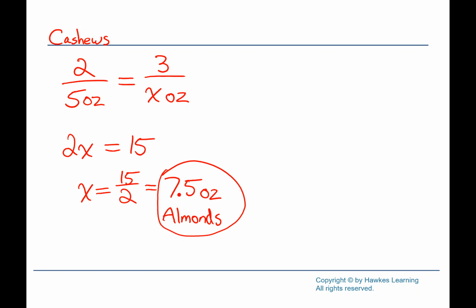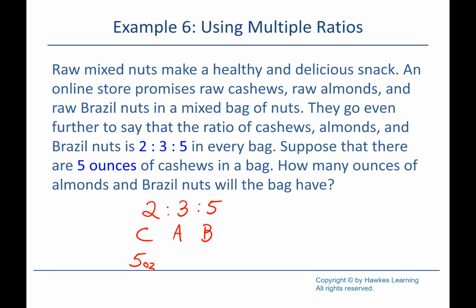Okay. Now we got one more to do. Now we got to do the Brazil nut, and we have even more options. Okay, because we filled in some information. We know we've got 7.5 ounces of almonds. So if you wanted to, you could do almonds and Brazil nuts, okay? Or you could leave the almonds out and do cashews and Brazil nuts. It doesn't matter. Either one's going to work.